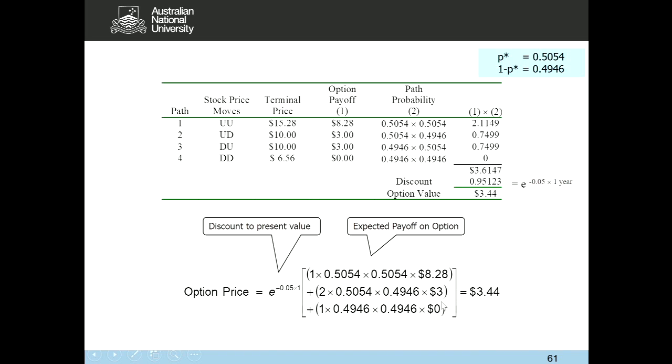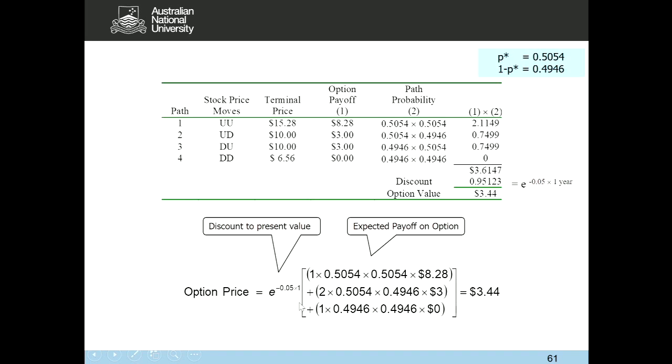So let me summarize what I said. One way, up and up again, leads to a payoff of $8.28. And there are two ways that we can get the $10 share price, going up then going down or going down then going up, but the path probability is the same. So we can simply use 2 times this product, then times the payoff when the share price finishes at $10. So the payoff is 3.